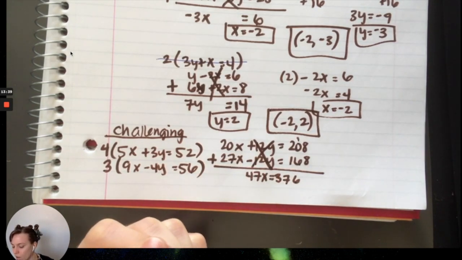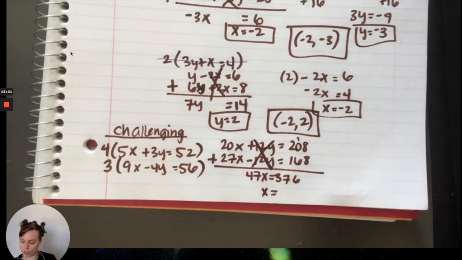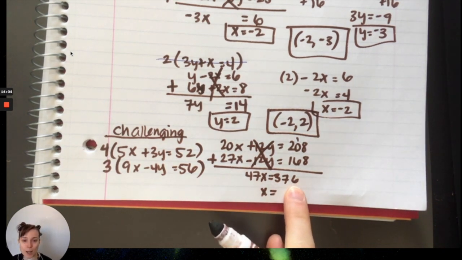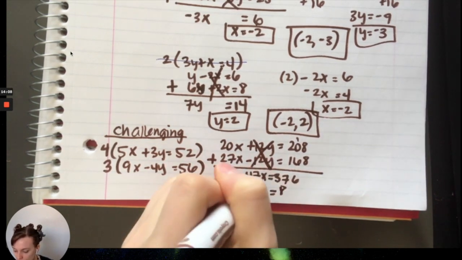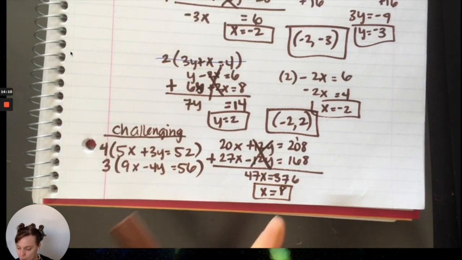And now I got to figure out what that would be divided by 47. So the multiples of 47 would be 8. Yeah, I think it's going to be 8. So 8 times 40 is 320, and then 8 times 7 is 56. So I found 8 because I knew that 7 times 8 gave me 56, so there's a ones place of 6. I knew it had to be a number that would give me a ones place of 6, so this is 8. Woohoo! And then I can substitute that back in.